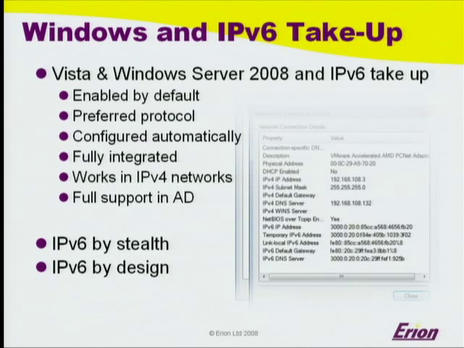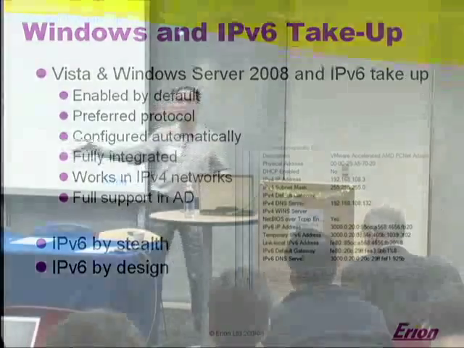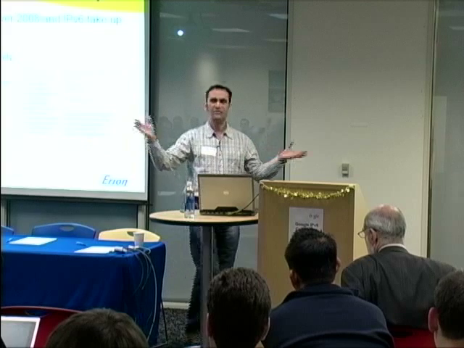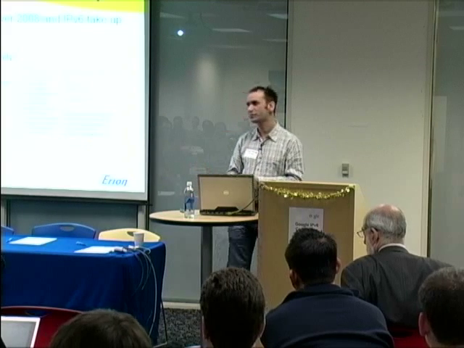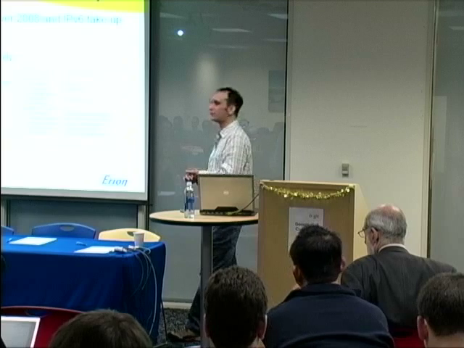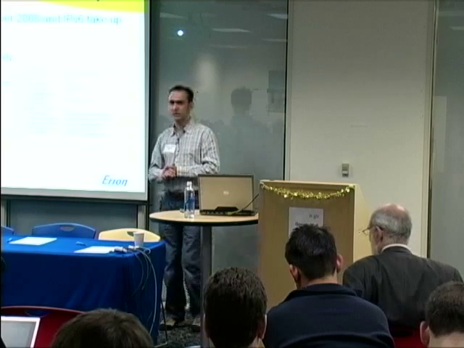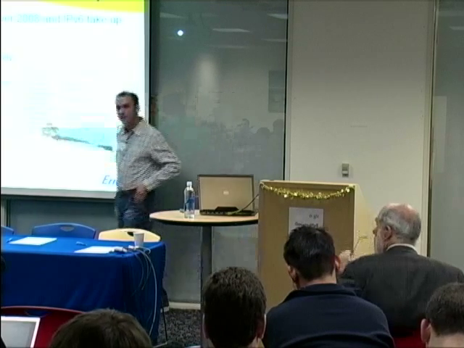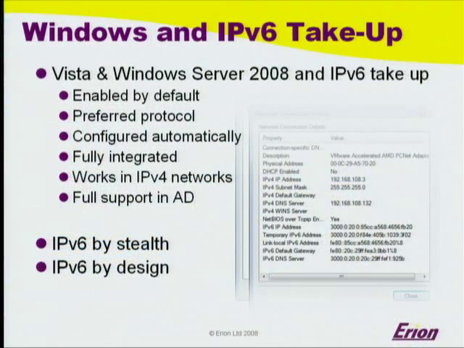And at the other end of the scale, you'll have many large organizations that have been thinking about IPv6, but Active Directory has not been IPv6 enabled. So they'll have held off. Now they've no reason to hold off. So you'll have IPv6 increasing the usage of IPv6 by stealth and by design.